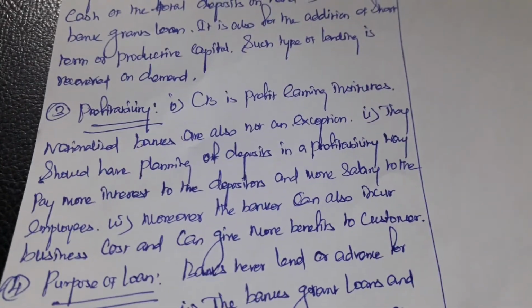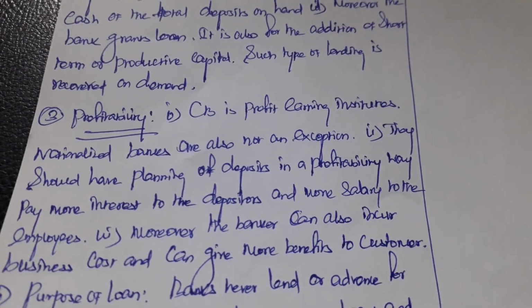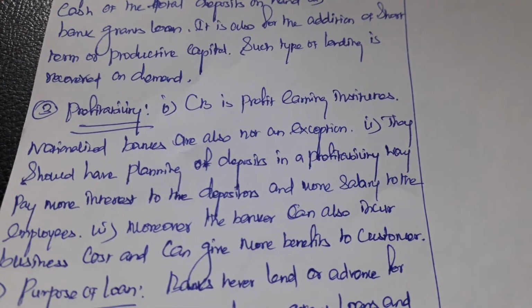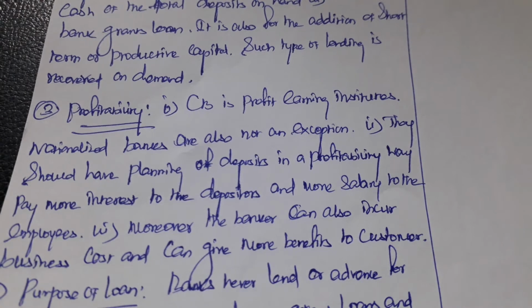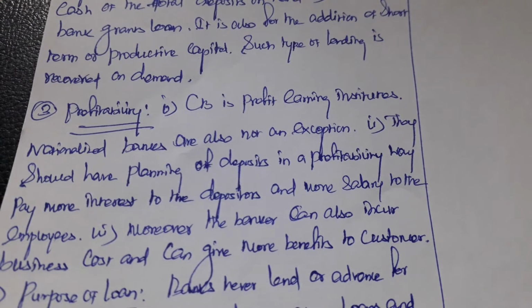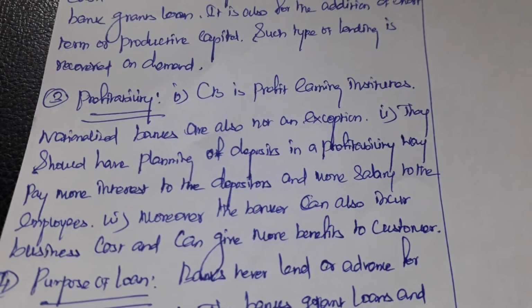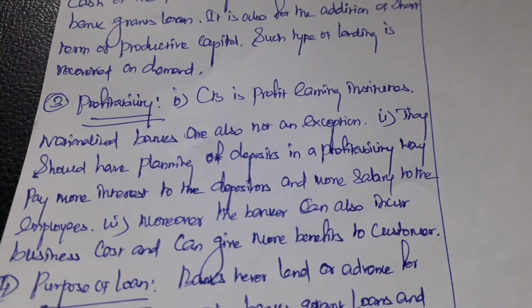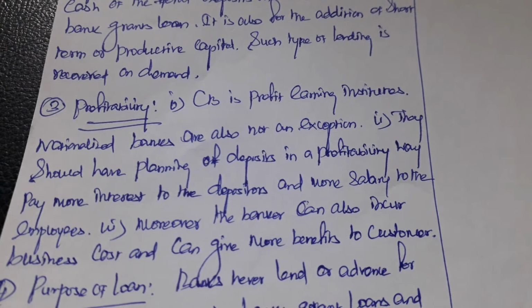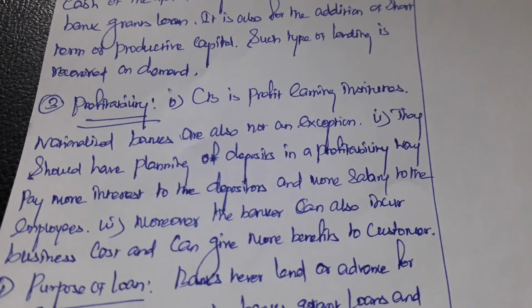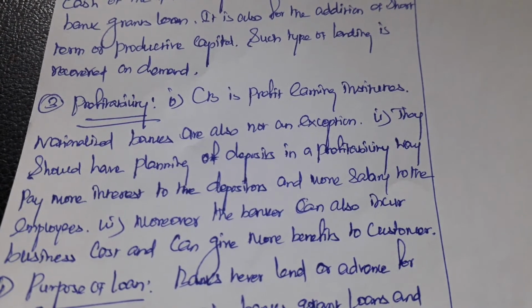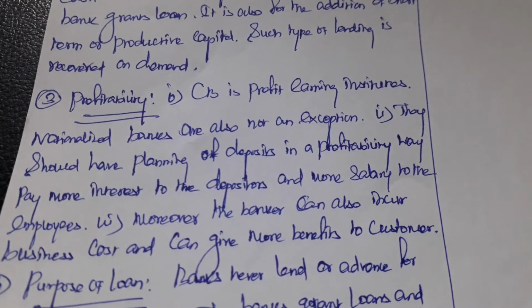Next is profitability. A commercial bank is a profit-earning institution. Nationalized banks are also not an exception. The main motive of a commercial bank is to make a profit from its banking business. Nationalized banks follow the same. They should have planning of deposits in a profitable way, to pay more interest to the depositors and more salary to the employees.